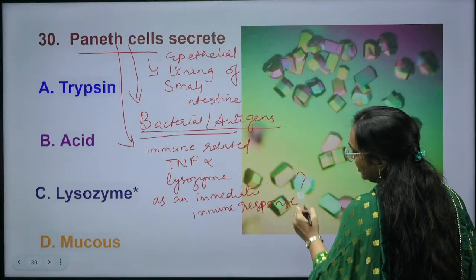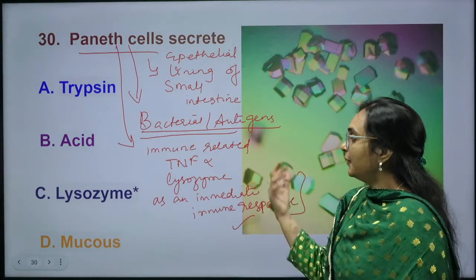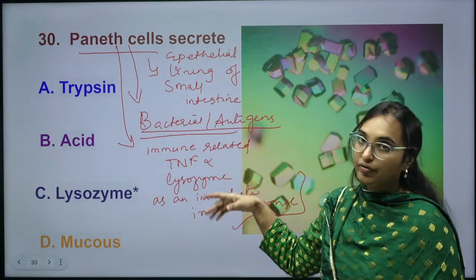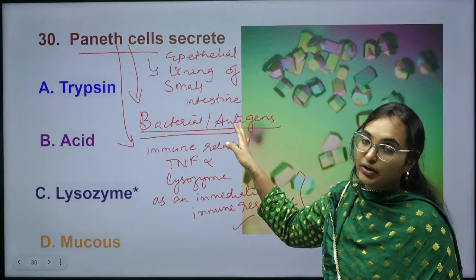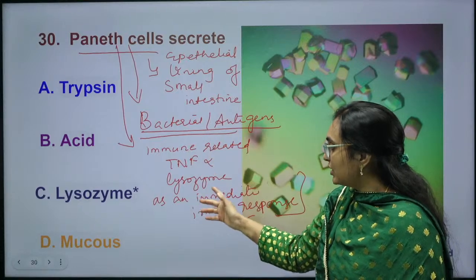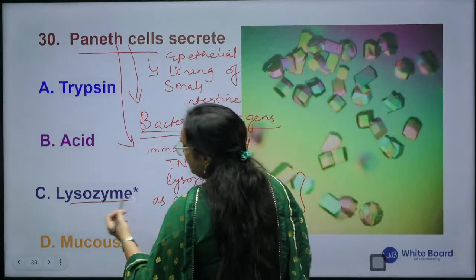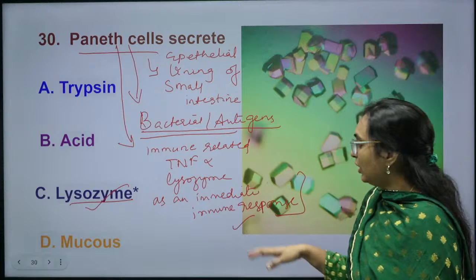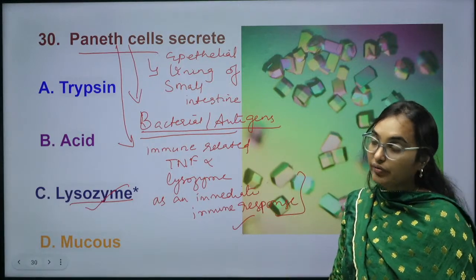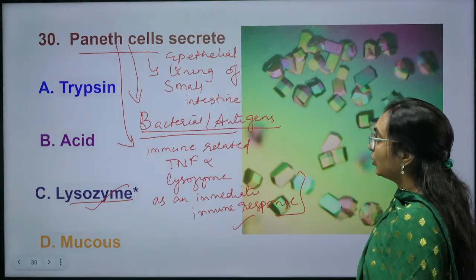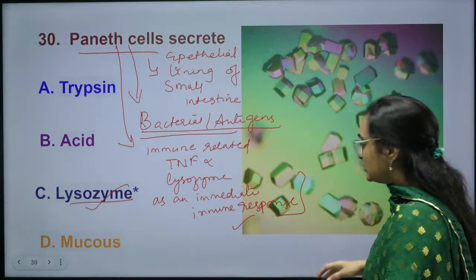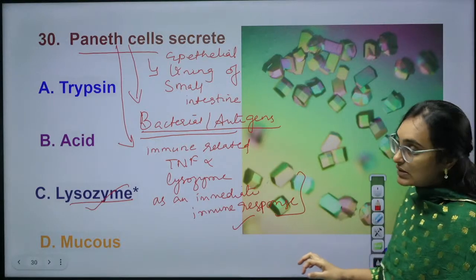So these cells secrete certain components when they sense any bacterial infection or antigens entering, as an immune response. These cells secrete lysozymes, and they are present on the epithelial lining of the small intestine. So that is the function of Paneth cells. The answer here is C, lysozyme.